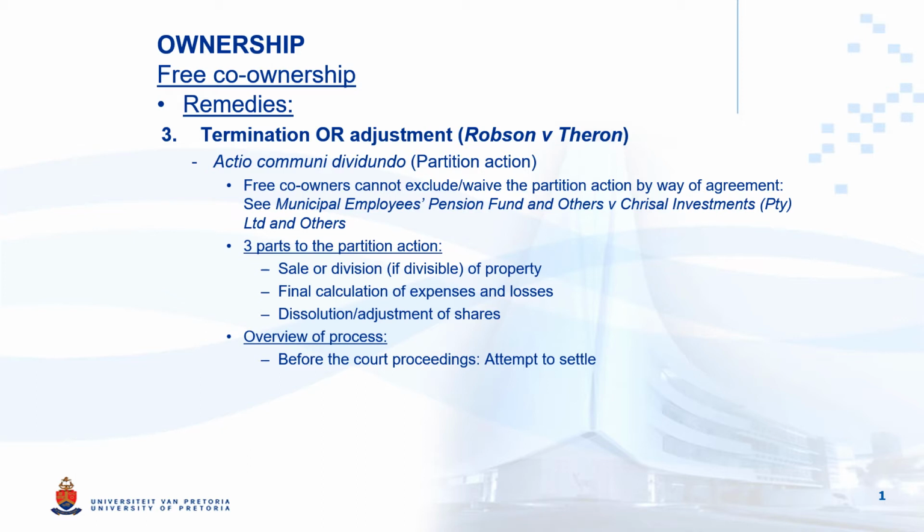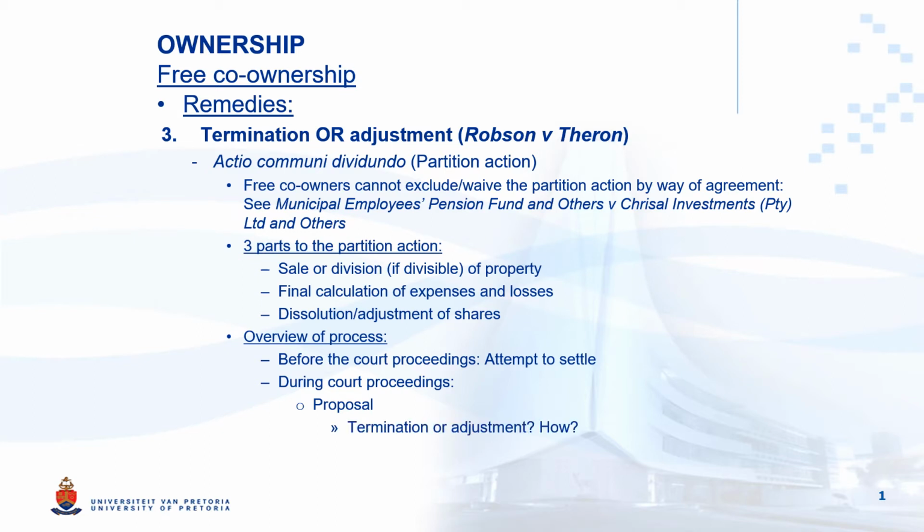Now, only once the co-owners have failed to agree outside of court as to how to terminate or readjust the co-ownership relationship can they institute proceedings in terms of the actio. Now, when the actio communi dividundo is instituted, the court must be approached with a proposal as to how the termination should take place and how the property should be disposed of. Or, in the case of readjustment of the co-ownership relationship, the parties must provide the court with a proposal that shows how the adjustment to the undivided shares should look.